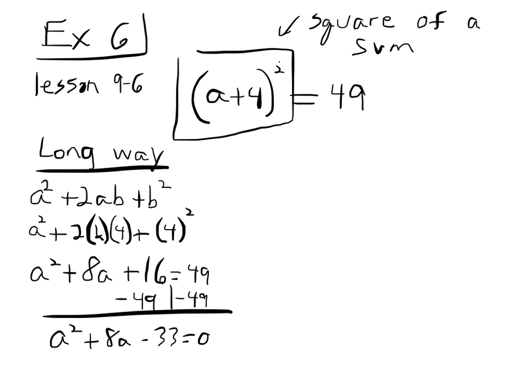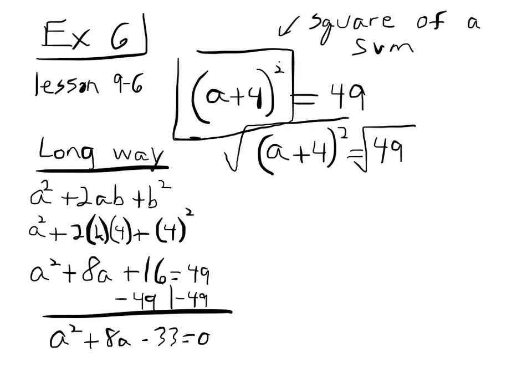So I'm going to rewrite it. You guys shouldn't have this box around here, so you shouldn't need to rewrite it. So you have a plus 4 being squared is equal to 49. Well, how do you undo this entire thing in parentheses being squared? You can take the square root of this entire thing. If you take the square root of one side, you also have to take the square root of the other.